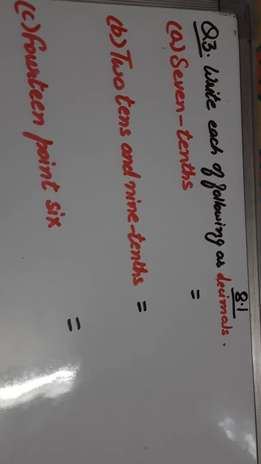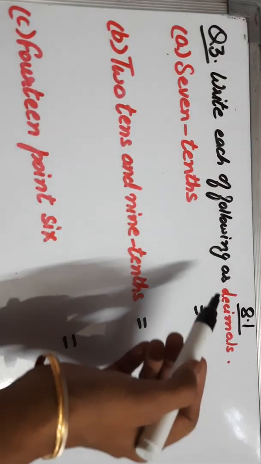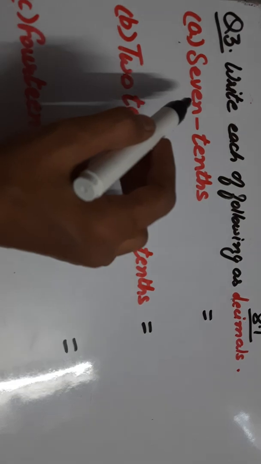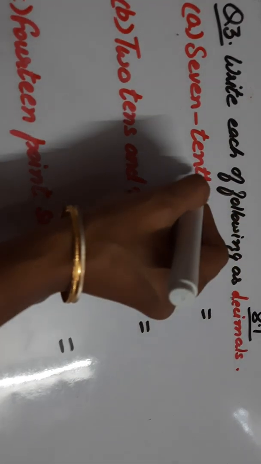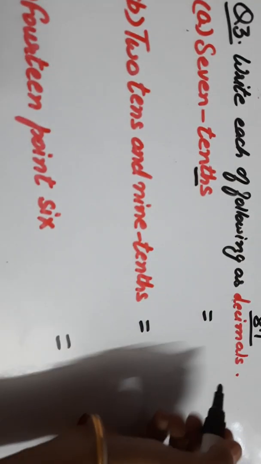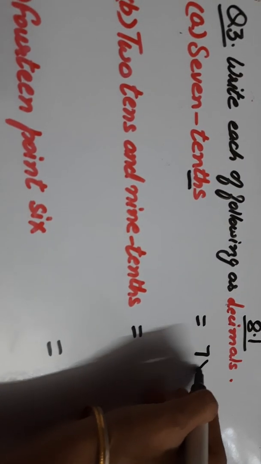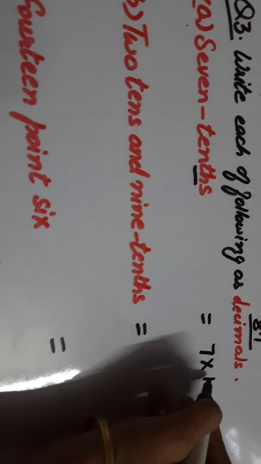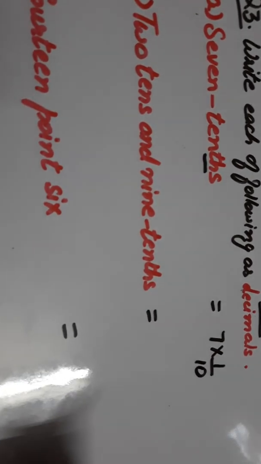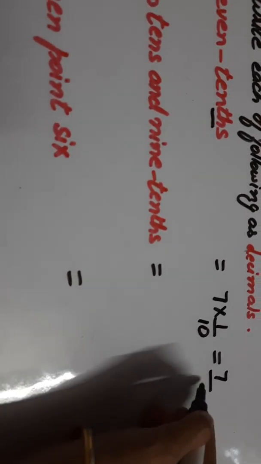So our question is question number 3. Write each of the following as decimals. The first name of the decimal number given to us is 7/10th. Now, point to be noted, it is 10th. So we will write it as 7 multiplied by 1 by 10th. 10th means the right hand side, the 1 by 10 position. So we will write it as 7 ones are 7, divided by 10.